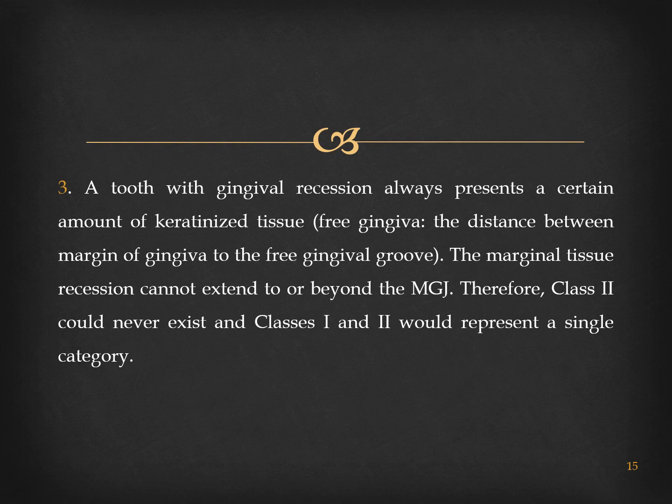Third limitation is a tooth with gingival recession always presents a certain amount of keratinized tissue. Keratinized tissue basically involves free gingiva as well as attached gingiva. So it's not possible that free gingiva can go beyond the mucogingival junction. There will be always some amount of keratinized tissue present in the form of free gingiva. And the marginal tissue recession cannot extend to or beyond the MGJ. Therefore, class 2 can never exist, and class 1 and class 2 would represent a single category.